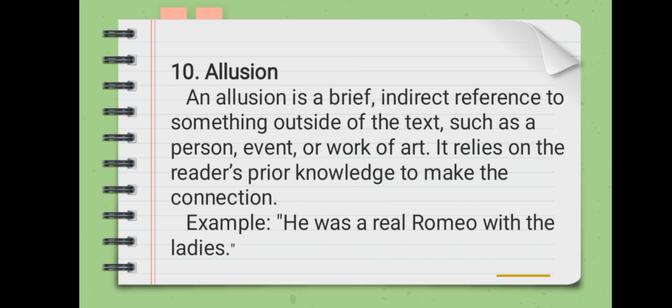Allusion. An allusion is a brief or indirect reference to something outside of the text, such as a person, event, or work of art. It relies on the reader's prior knowledge to make the connection. For example, he was a real Romeo with the ladies. This alludes to the character Romeo from Shakespeare's Romeo and Juliet, suggesting that a person is a passionate lover.